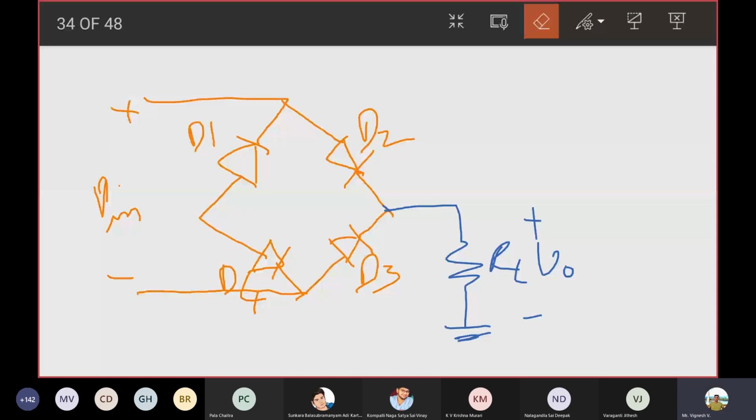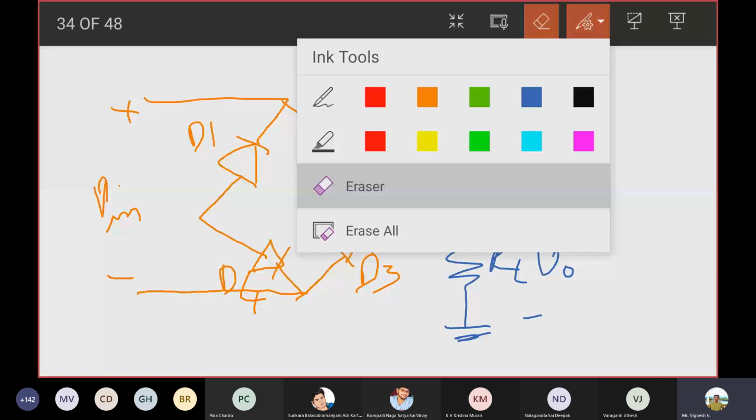The same way as we did for a full wave center tap rectifier, right? There, I was using a transformer and I tapped at the center. Here, nothing like that is being done. Let's try to understand the circuit. Then we'll compare all the rectifiers. I'm more comfortable if I draw it in the same figure. I'll draw it here.